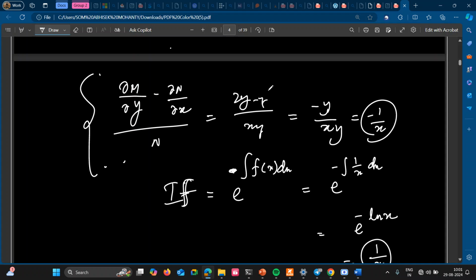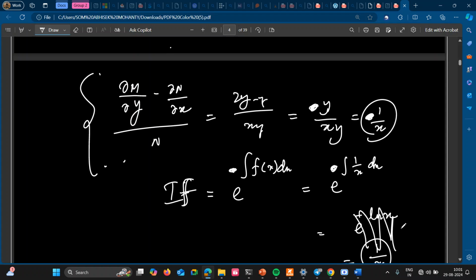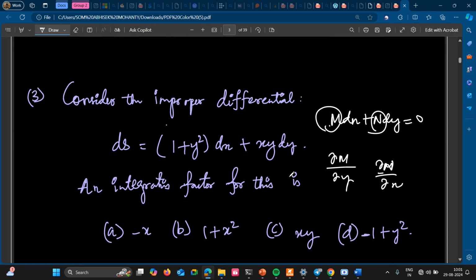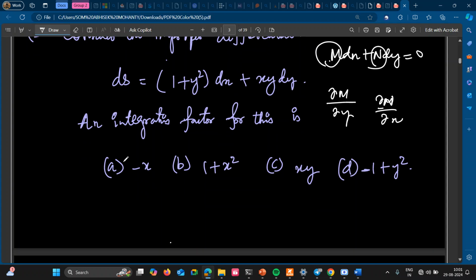Oh, 2y minus y is y, na? How is it minus y? It's 1 by x. Really sorry. So this becomes e to the ln x, which is x. Yeah, x is your integrating factor. This is not an option. It's not minus, so we'll consider minus x. The x is not there, so I think it should be minus x only.